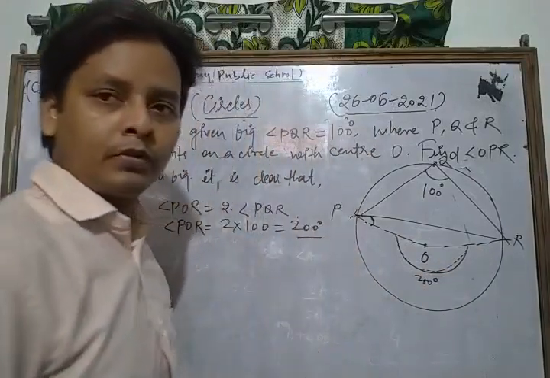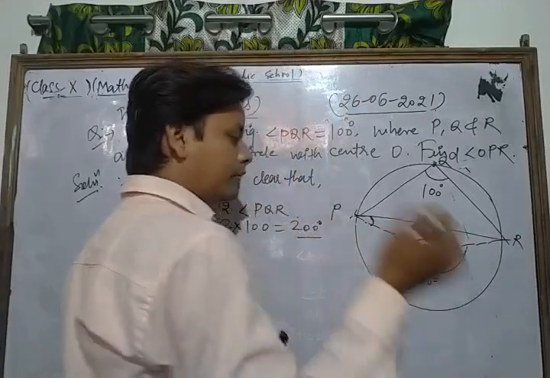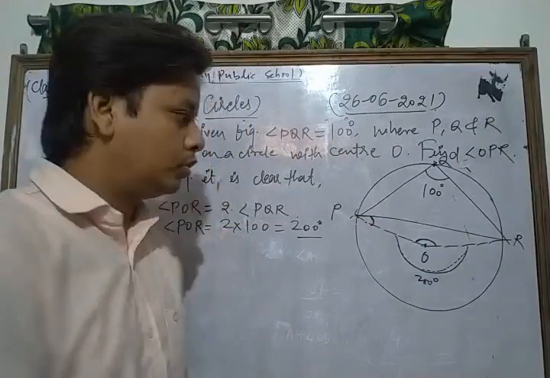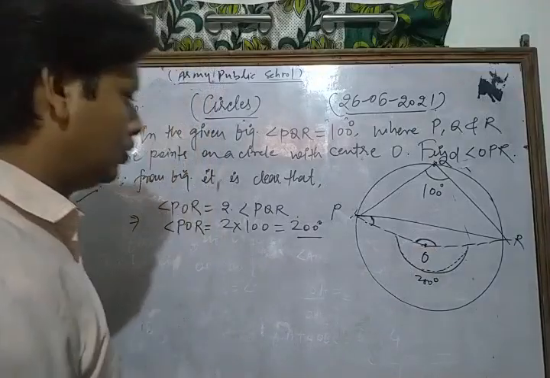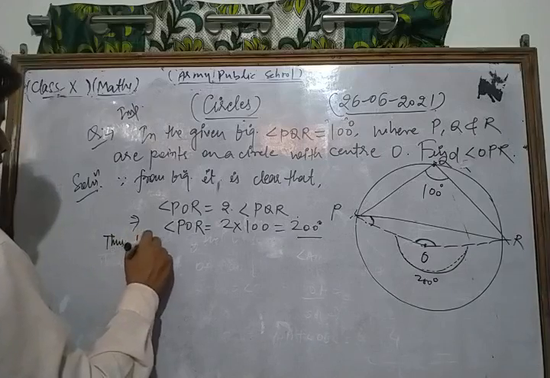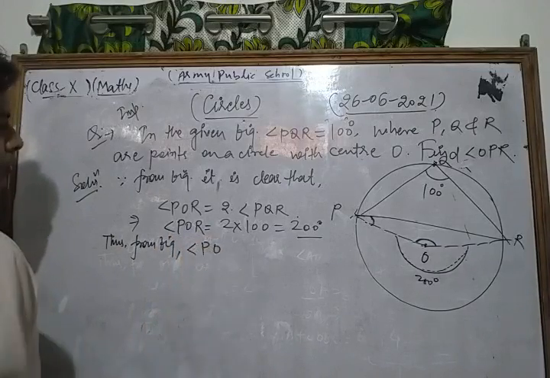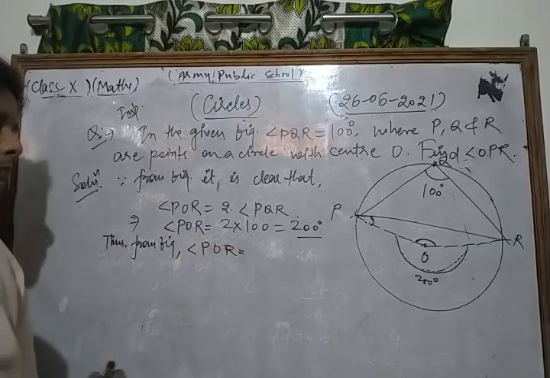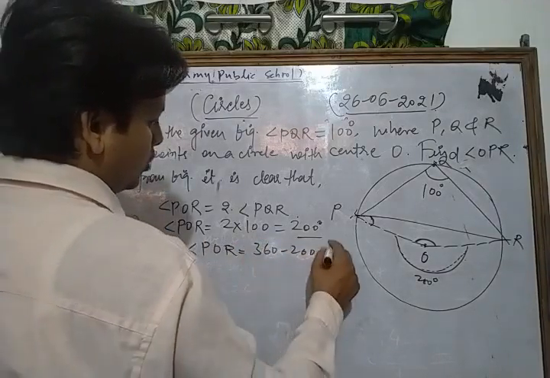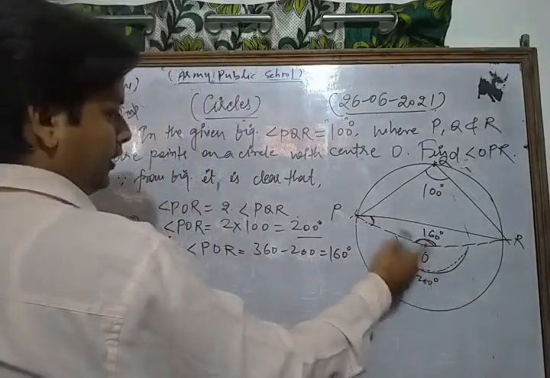200 degree. Now angle POR is what? Dear friends, you know that the sum of all angles around a point is what? 360. So this is the reflex of angle 200. So from the figure, angle POR is equal to 360 minus 200 degree, which means 160 degree. So the value of angle POR is 360 degrees minus the reflex angle of 200 degree.